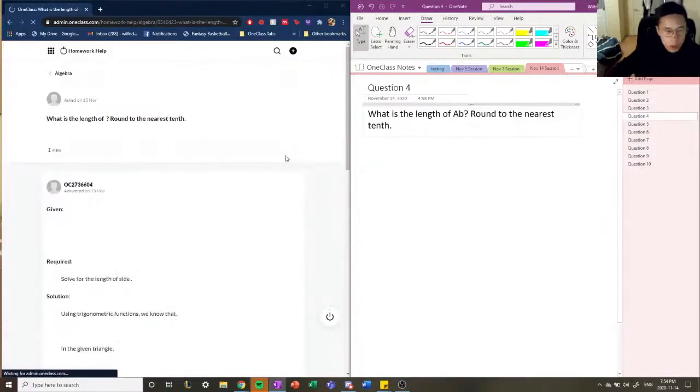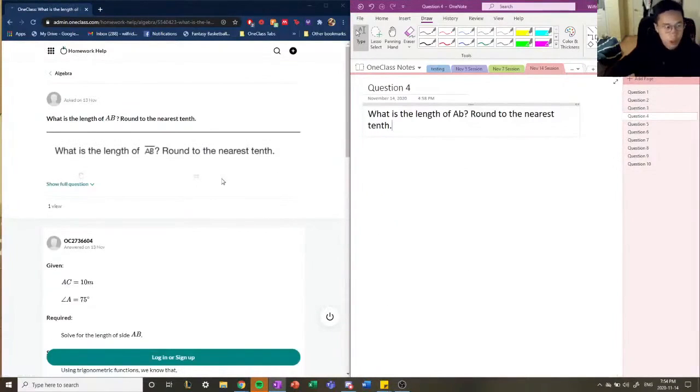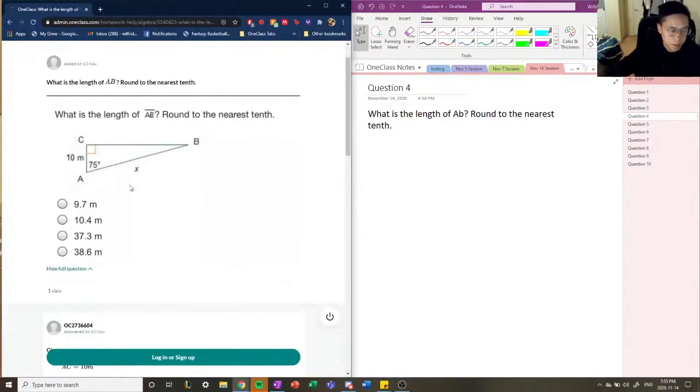Let's move on. Question number 4. So what is the length of AB, rounded to the nearest tenth? They also included a diagram here. This is a right angle triangle with sides A, B, and C. And they also included an angle of the triangle and the length of AC.